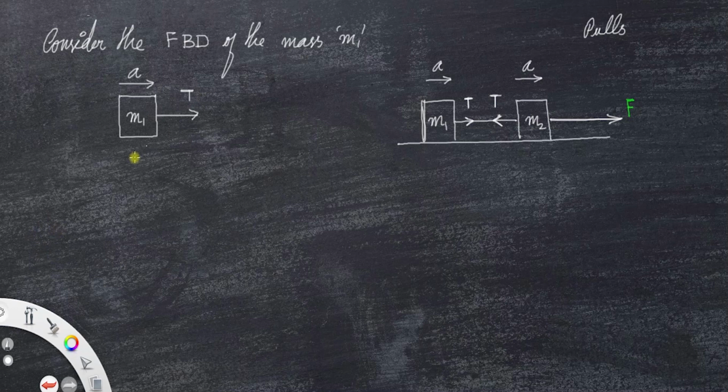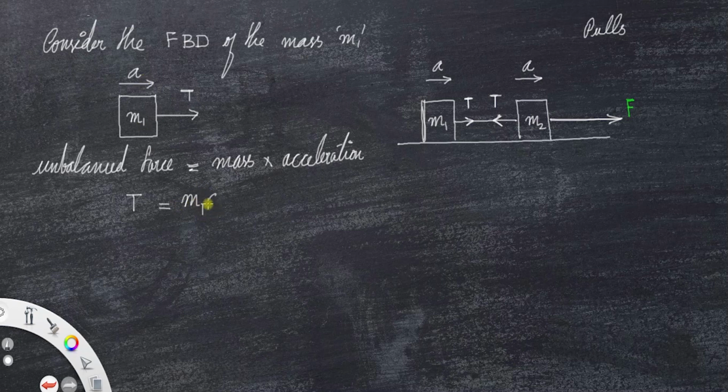And from Newton's law, we have unbalanced force. This is very important. Unbalanced force is always mass into acceleration. This is a statement from Newton's law, that is, unbalanced force is equal to mass into acceleration. So what is the unbalanced force here? There is only one force, that is T. So we can write T is equal to mass, here it is M1, into A. Let's call that equation number 1.